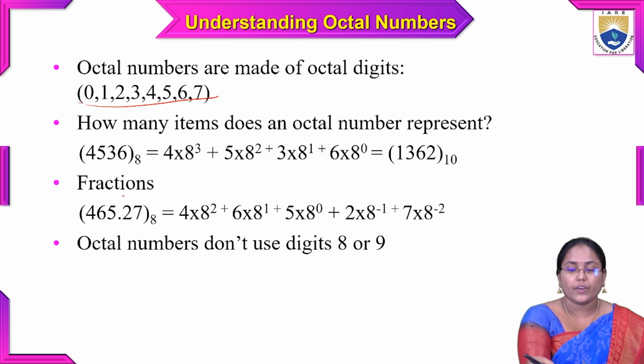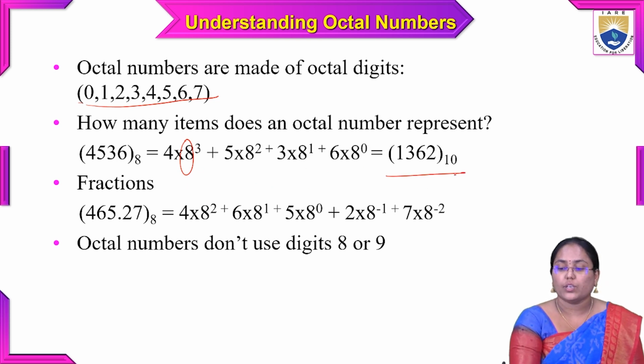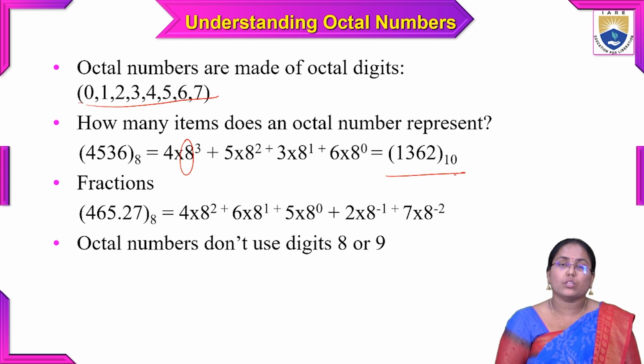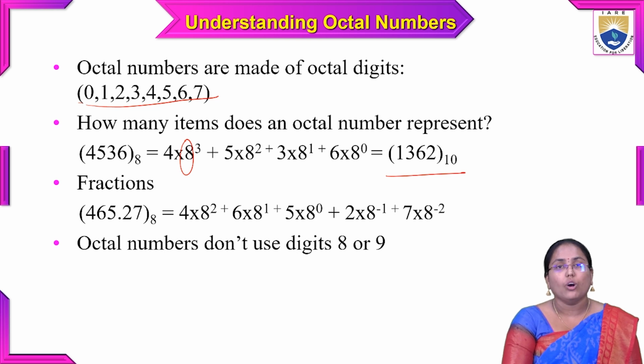Here is 4, 5, 3, 6. Same is the case. Instead of 10, you'll be having 8 here. So, 8 to the power of 3, 8 to the power of 2, 8 to the power of 1, 8 to the power of 0. And here you'll be getting 1, 3, 6, 2 to the base 10. So, this can also be considered as converting the particular octal number into a decimal number.